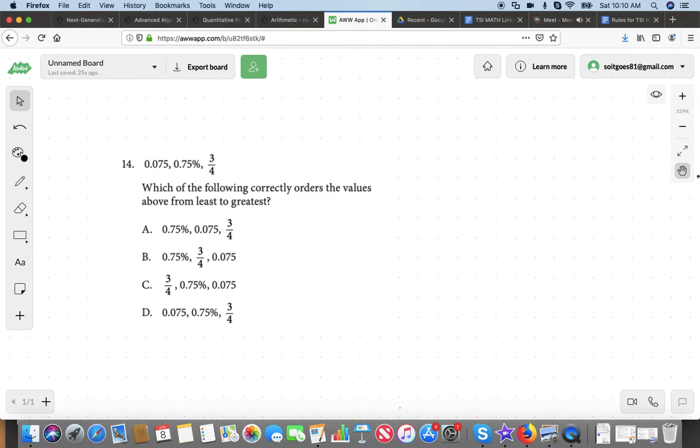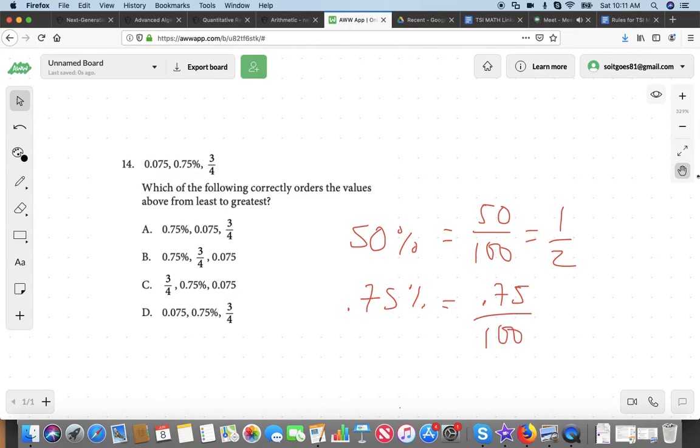That's why 50% means half, because it means 50 out of 100. And if you reduce that fraction, you get 1/2. Does that make sense? So to find a percent, all we got to do is take that number and put it over 100 as a fraction. Therefore, 0.75%, really small, is the same as 0.75 over 100. That's pretty small, right?